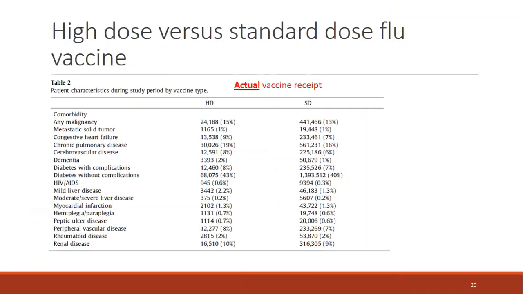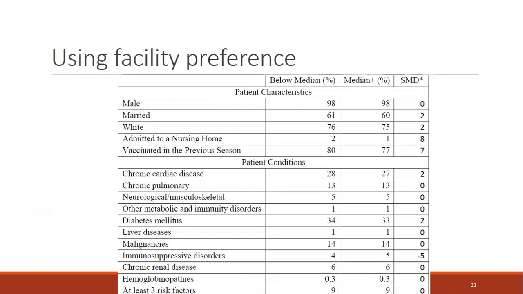If instead we compare the facility preference, this is now looking at patient comparisons stratified not by what they received, but by what the facility they went to preferred. On the left, these are ones who preferred standard dose vaccine. On the right are the ones that preferred the high dose. And what we see is that these groups are pretty similar. These are showing the percent with each condition in these two groups. And instead of grouping them based on what vaccine they actually received, we group them by the instrumental variable: preferred standard dose, preferred high dose.